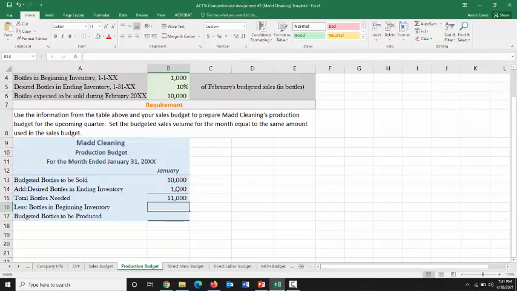But they don't have to produce all of those because they're starting the period with 1,000 bottles of all-purpose cleaner in inventory. So if they need 11,000 in total, but they already have 1,000 to start with, well, that means that they only need to produce 10,000. So while this number is exactly the same as their units to be sold, that's just by pure coincidence. It's not always going to be permanently the case.